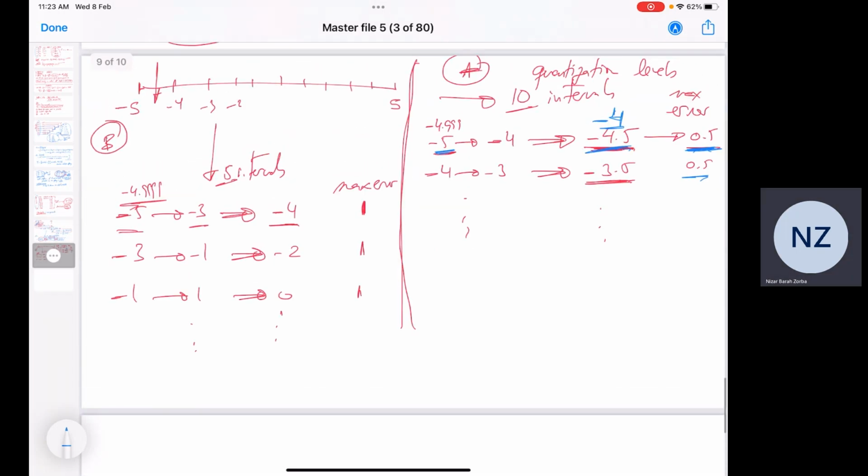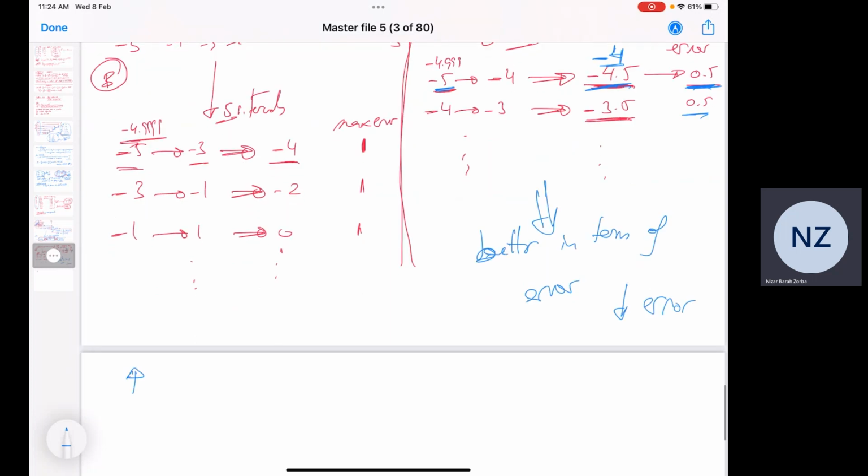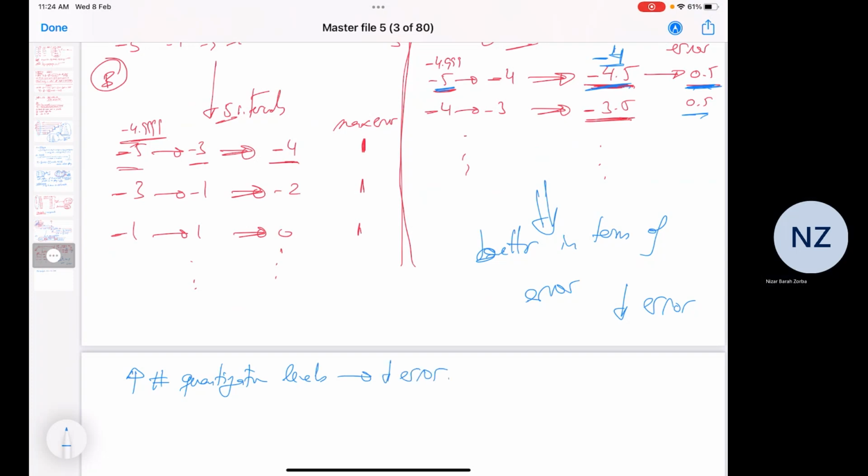Good. So now which is better in terms of the error? 10 intervals or 5 intervals? 10. So this is better in terms of error. Here we have less error, right? So increasing the number of quantization levels will decrease the error. This is good, right? Always we want to decrease the error.